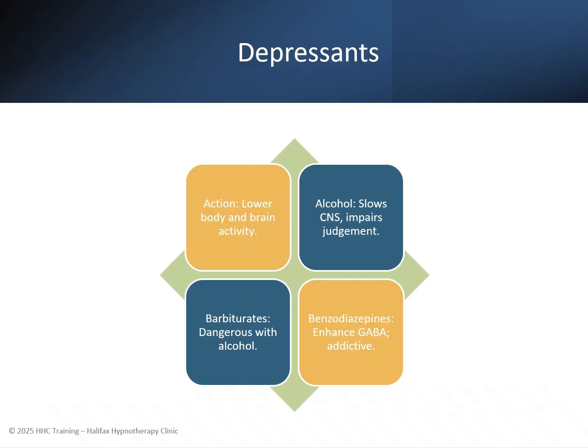Depressants. Depressants are drugs that lower the body's basic functions and neural activity. This includes reducing heart rate, slowing reaction times, and decreasing cognitive processing speed. Firstly, let's look at alcohol. Alcohol is the most common depressant and significantly alters consciousness.